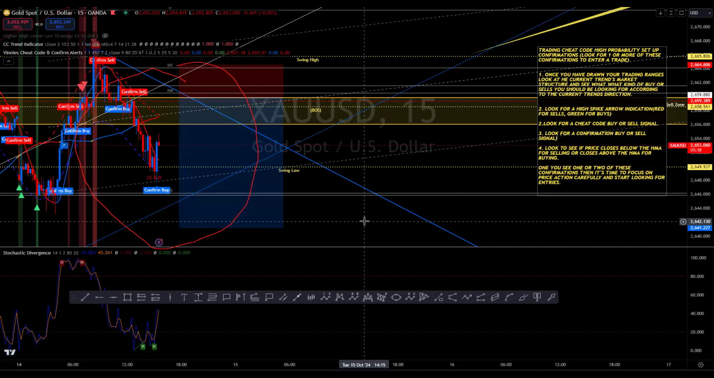I'm definitely waiting for the next candle. So I haven't got any further confirmation, and the price is above the 82 MA. That's what I'd call a cheap code buy, confirmation buy. But still, the overall structure of the market at this point is still bearish. So we've got to really keep that in mind and look at the structure.